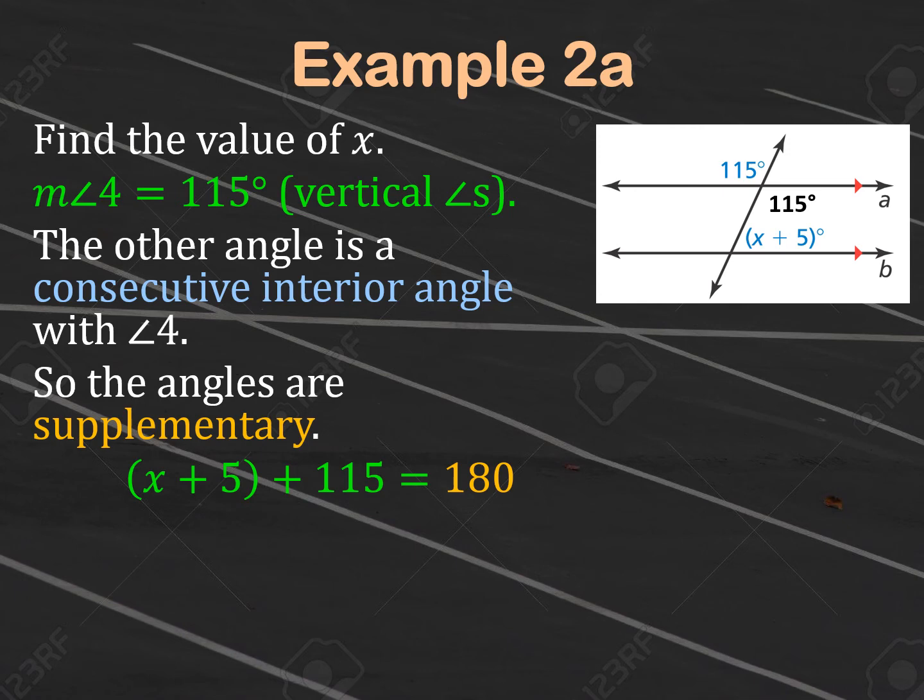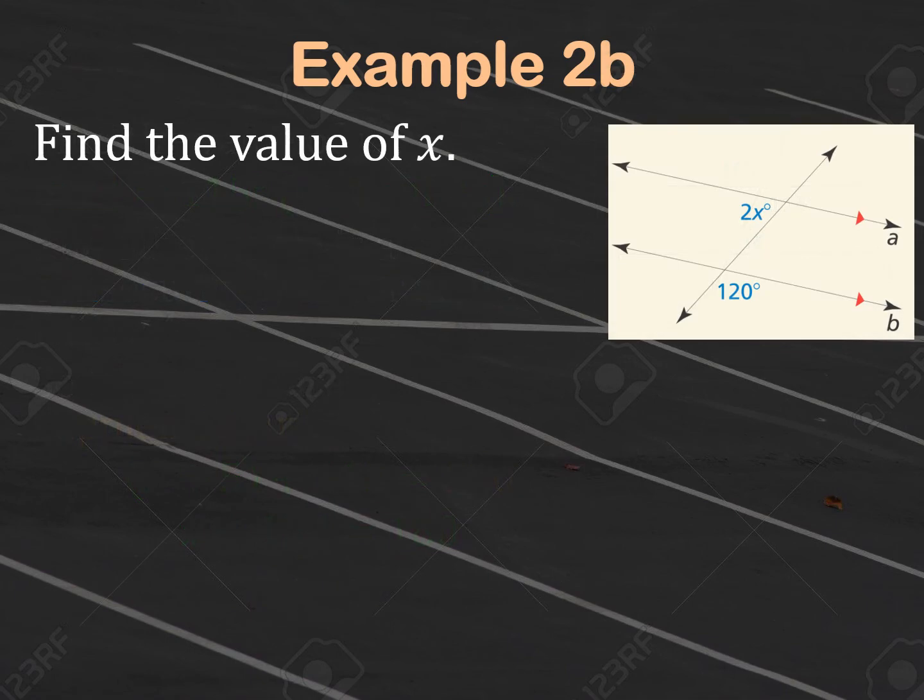So if you wrote x plus 5 has to equal 65, that would be totally fine. So you end up with x equals 60 degrees. Okay, so x is 60. Let's go to example 2b.